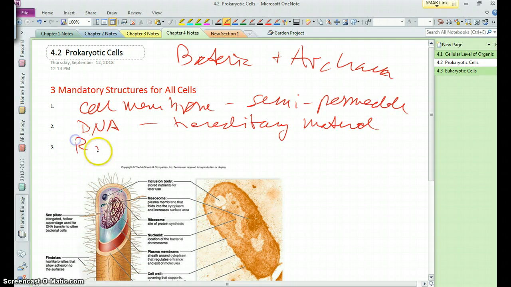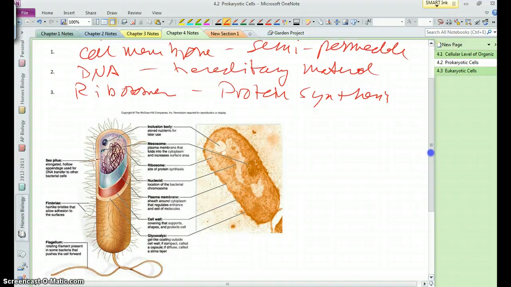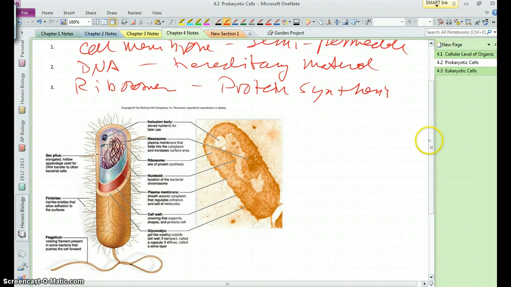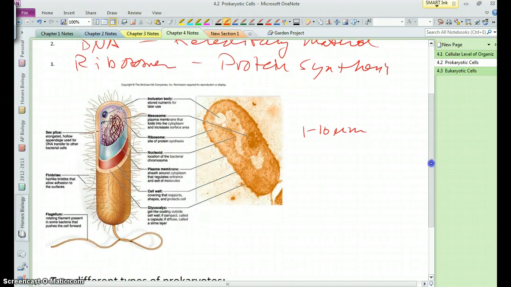And they'll all have some ribosomes, which are involved with protein synthesis. Alright, so here's a diagram of a typical bacterium and then an electron micrograph, a picture made using an electron microscope. Again, for scale, these prokaryotes are usually 1 to 10 microns in size. They're pretty small. You can see them with a light microscope, but you really can't see these kind of details that you can with a scanning electron microscope.